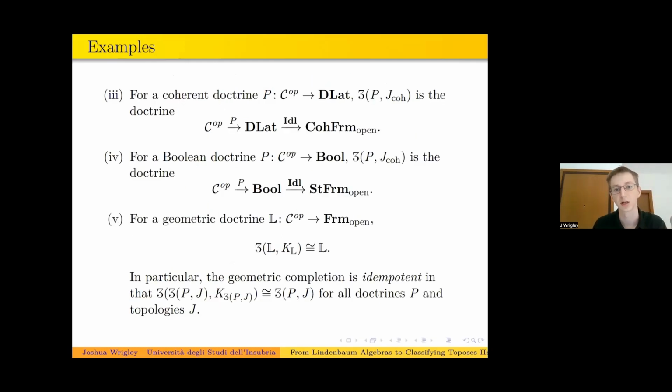We also see that it's got fairly natural connections with the completions we see in propositional doctrine theory. So for coherent and Boolean doctrines, it's the same as taking the ideal completion to coherent frames or stone frames. And if we've got a geometric doctrine and we take its geometric completion with respect to that topology KL, we actually get something back which is equivalent. And so in particular, the geometric completion is idempotent. So we've got a completion which has a universal property and it's idempotent. We're expecting to get some sort of idempotent monad out of this, and indeed we do.